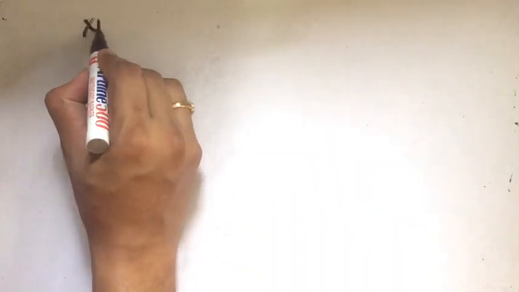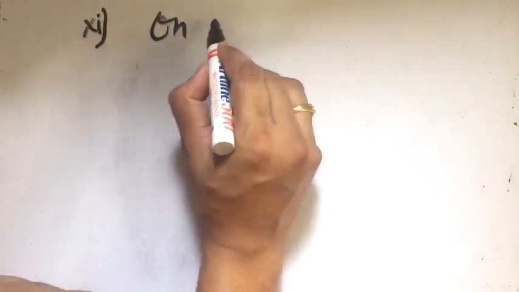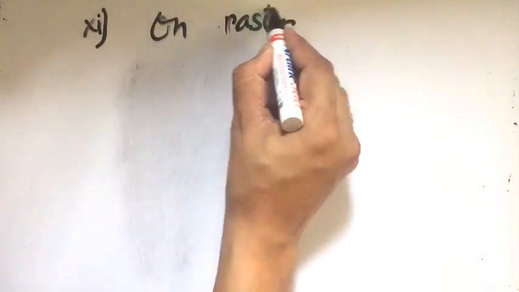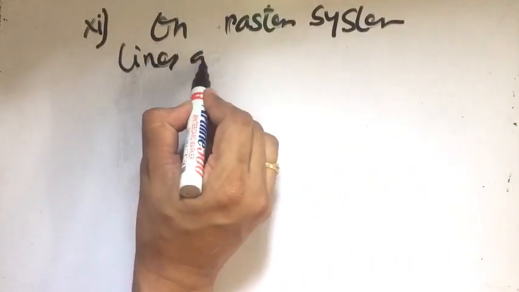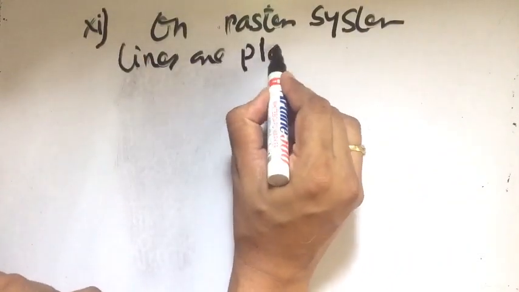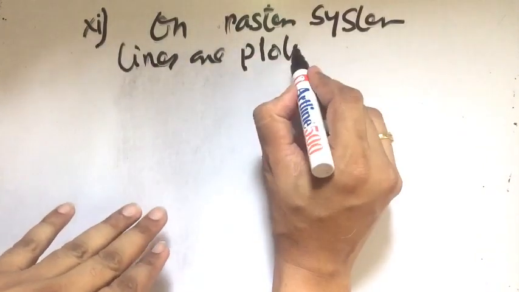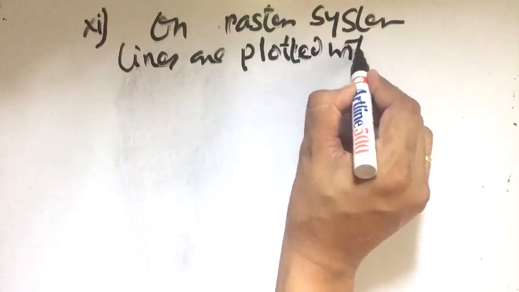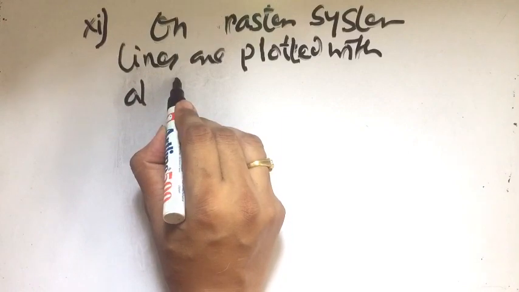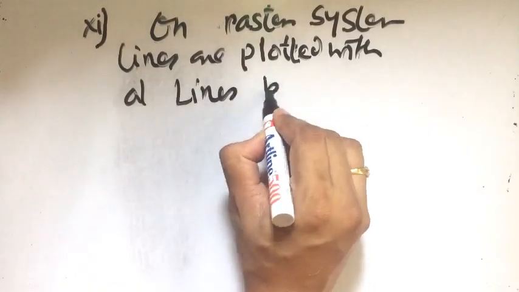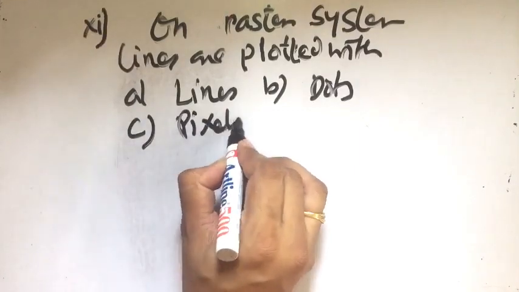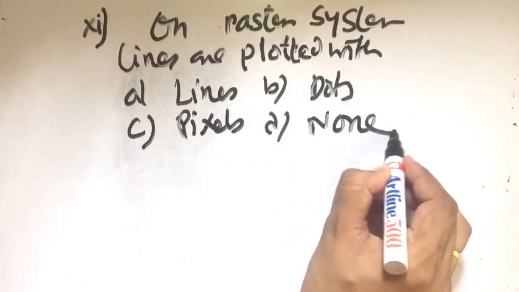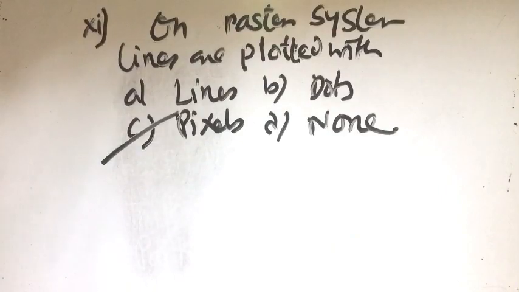Question number 11. On a raster system, lines are plotted with: Option A, lines. Option B, dots. Option C, pixels. Option D, none. The answer is pixel. Next question.